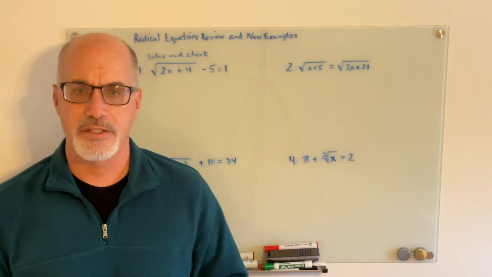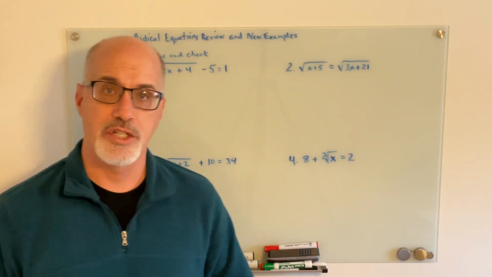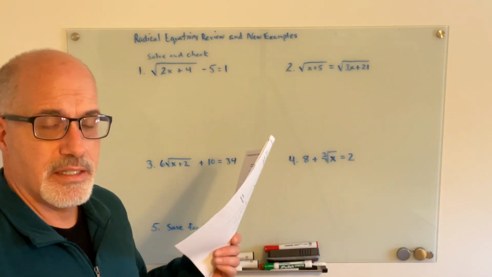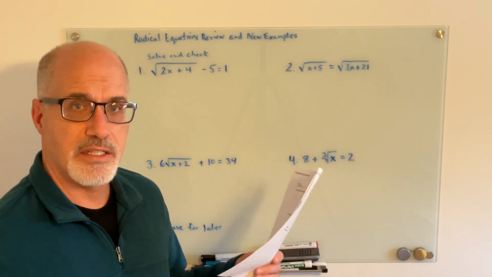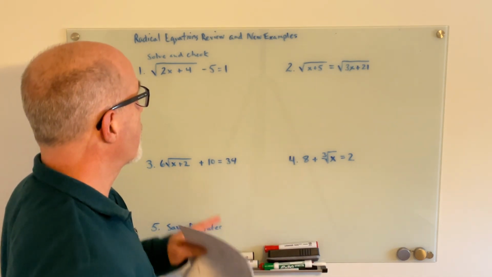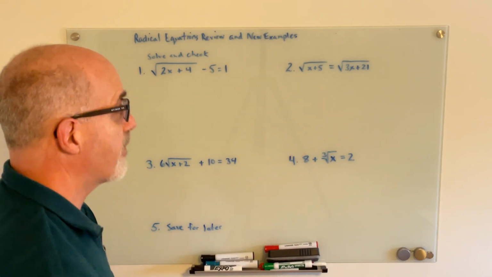This is the part of the lesson where we're going to do some radical equation examples. So let's solve these. Remember, we're going to isolate, then we're going to put both sides to the index, and then we're going to solve and check our answers. So this first one, we want to add 5 to both sides.